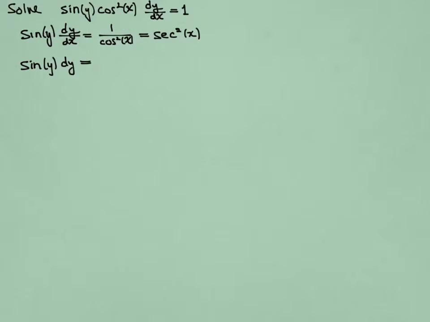We can now kick the differential dx over to the other side, so I'll multiply both sides by dx, and I now have separated the variables. Next, we integrate both sides.